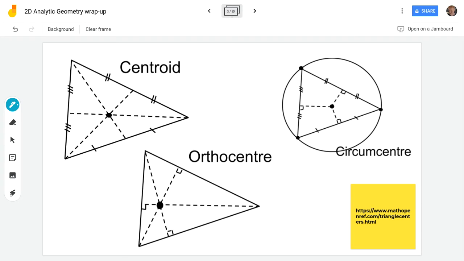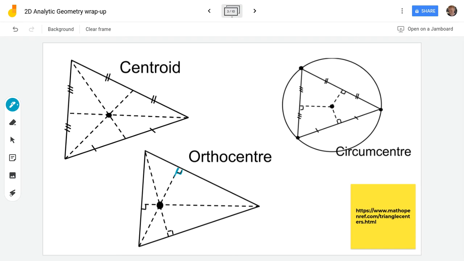So the orthocenter is where all three altitudes intersect. So you take the altitude, the perpendicular height from each side, and where they intersect, you get the orthocenter. Now, it is possible for this one to be outside the triangle. So if you can picture an obtuse triangle, sometimes the orthocenter will be outside, and that's okay.